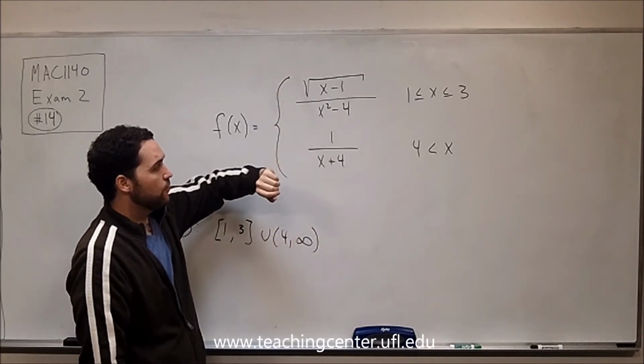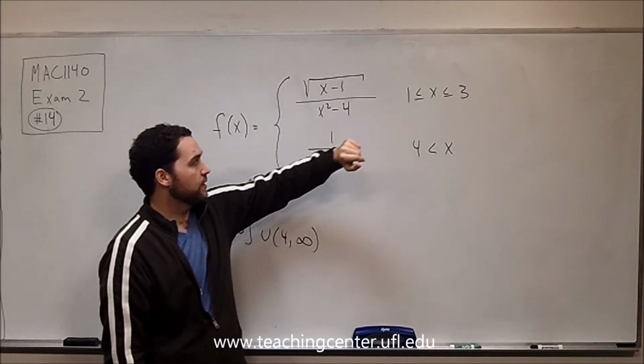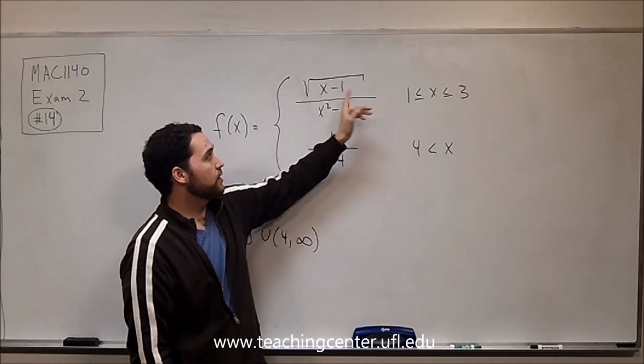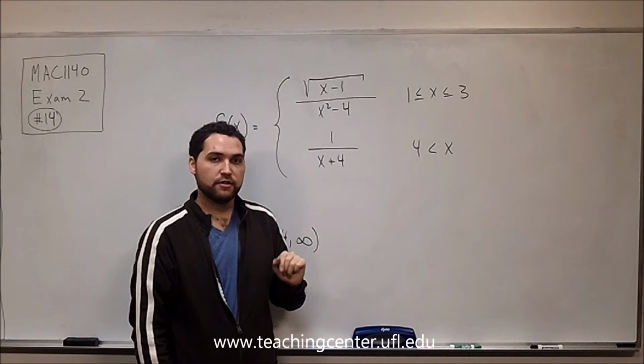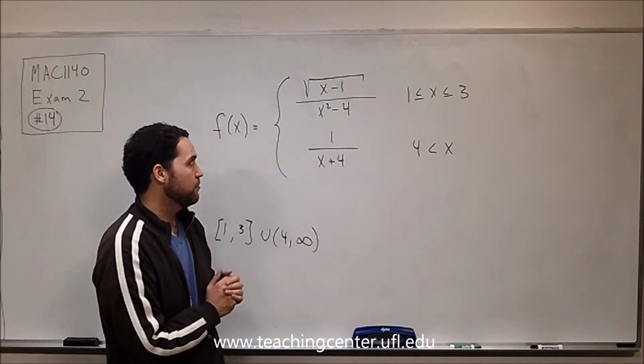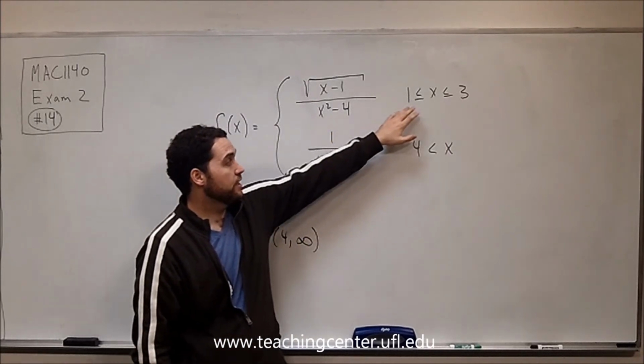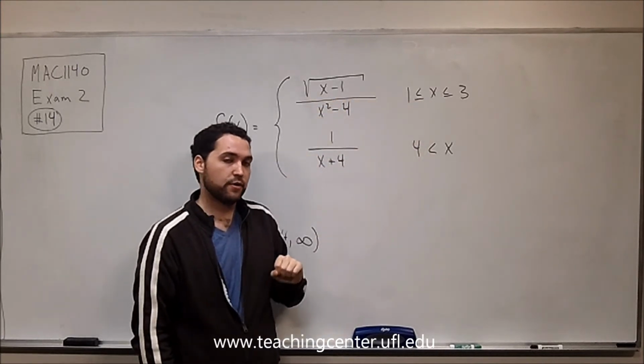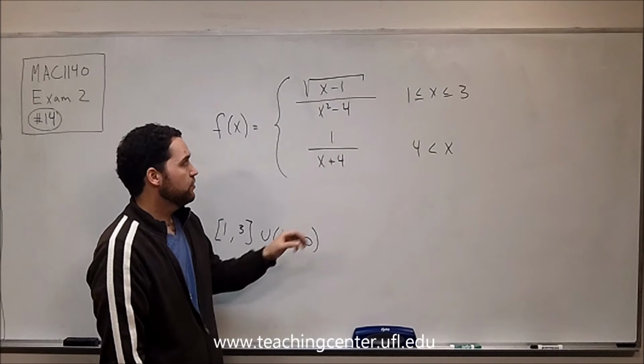Now this guy, though, you can see is between 1 and 3. The top we have no problems with, because when you're between 1 and 3, you're always going to be positive on the inside of the radical, so that's not going to give us any problems. And x can actually equal 1, because when you plug 1 into there, it just gives you 0, and the square root of 0 is just 0. That's allowed. So now it's just the denominator.